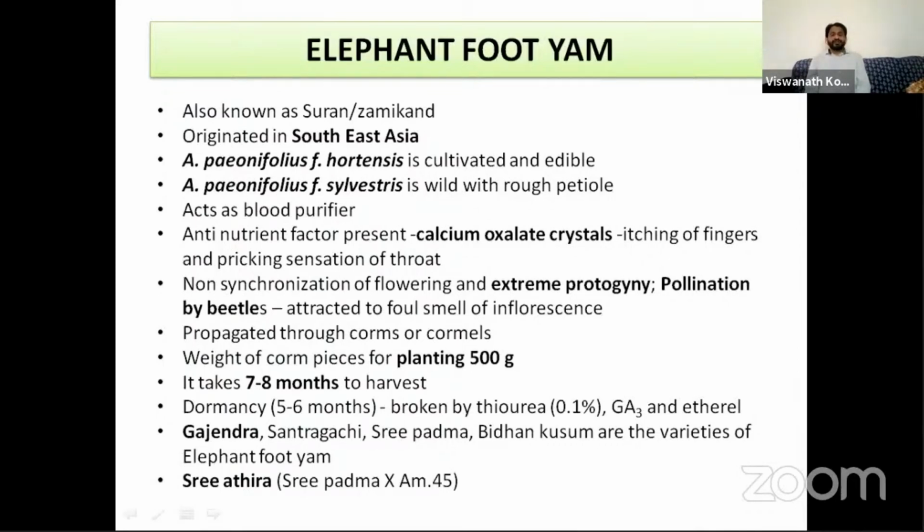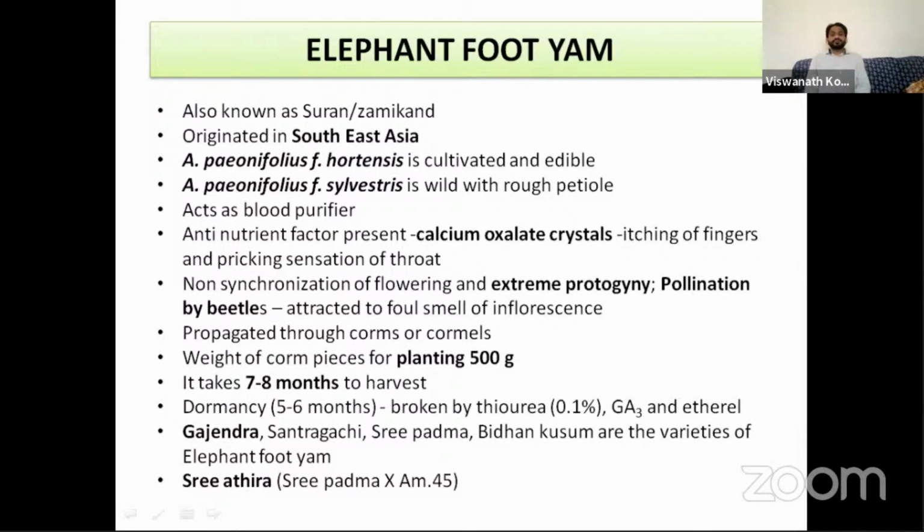Elephant foot yam is also a protogynous, cross-pollinated crop. Pollination is mediated by beetles. At the time of maturity, when the stigmas become receptive, the inflorescence produces a foul smell, and the insects are attracted to the foul smell and facilitate the pollination. Insects generally means honeybees in other crops, but here it is beetles, not honeybees. Tapioca is protogynous, elephant foot yam is also protogynous, and cabbage and cauliflower are also protogynous.